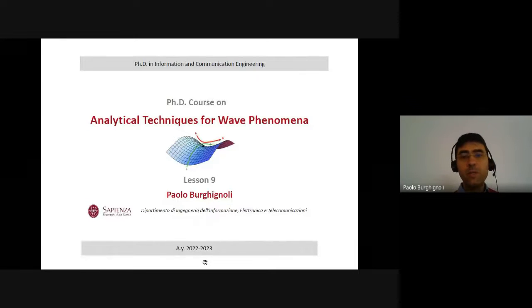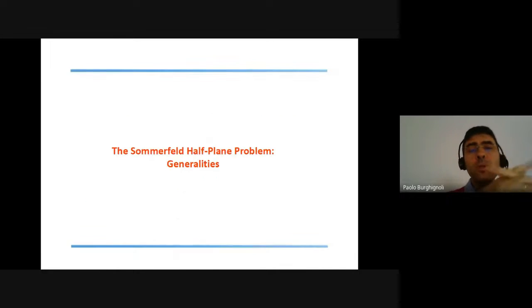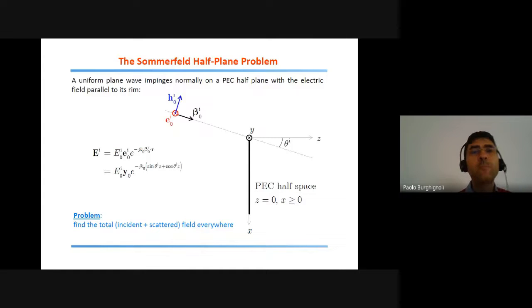Good morning to everybody. Today, and in the next lesson, we will address a classical diffraction problem, the so-called Sommerfeld half-plane problem, which is described in short here. Basically, we have a uniform plane wave that impinges normally on a half plane, which is assumed to be perfectly conducting, with the electric field parallel to the rim of the half plane.